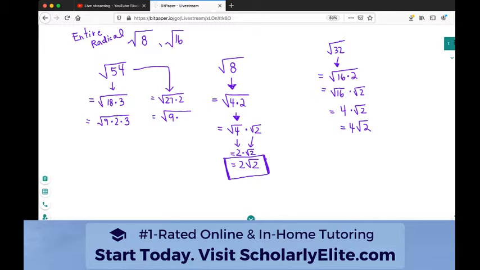So another thing we can do here, 9 times 3 times 2. As you can see, like I said, it didn't really matter which one of these I chose. They're going to both be the same thing in the end. So again, we can break this down further into root 9 times root of 2 times root of 3. And again, same thing over here.